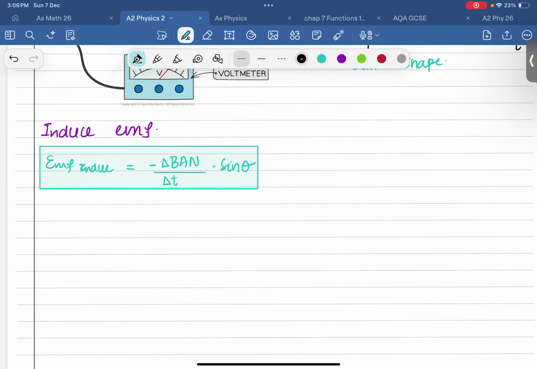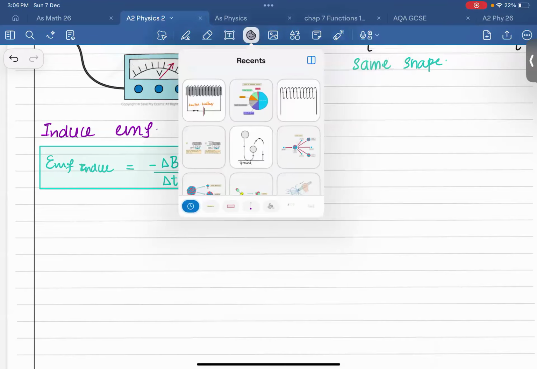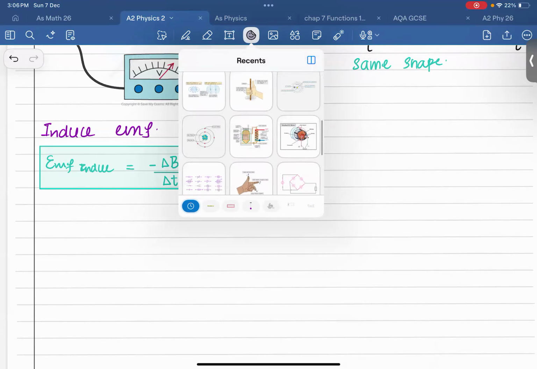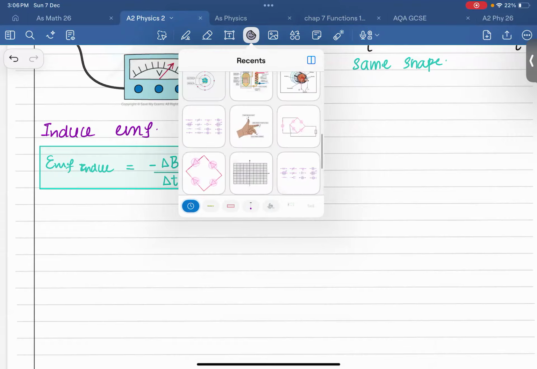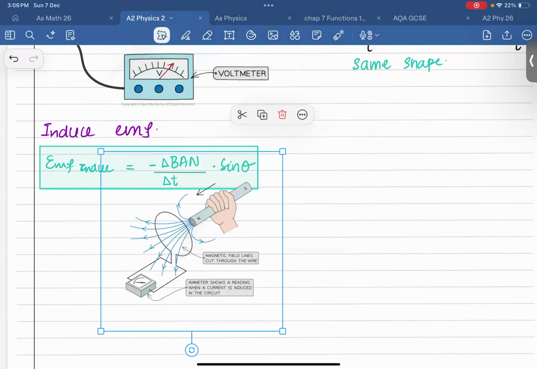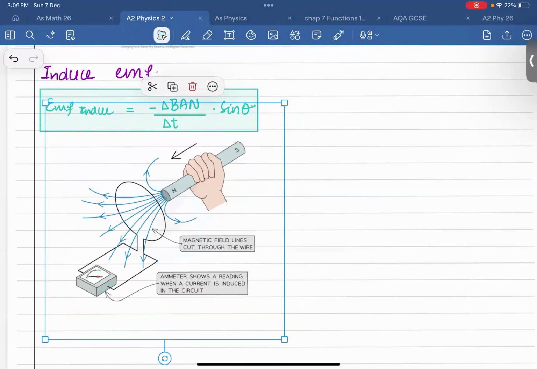For this, which picture can you use for the induced EMF? Wait, let me see which one I can show you for the induced EMF. I think this works, right? Yep.